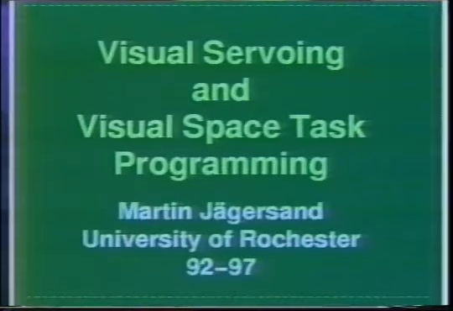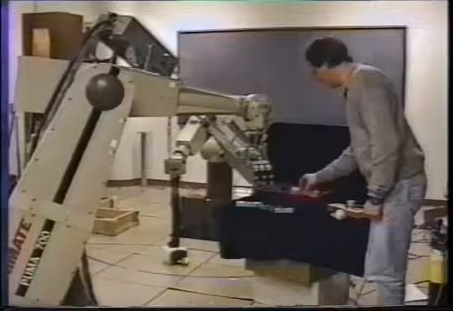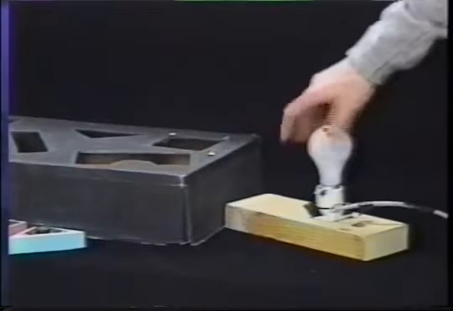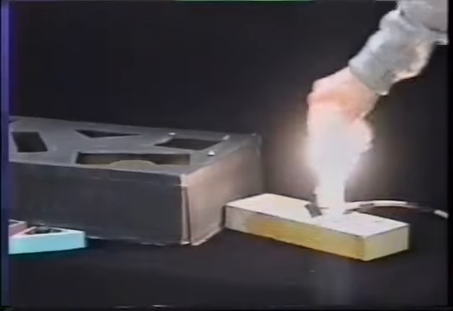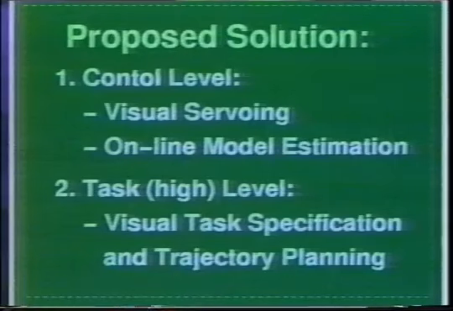In this video we will show how to solve some real-world tasks using a robot arm and hand. With traditional calibrated robotics, it has been difficult to solve human everyday tasks. We propose using uncalibrated visual servoing and visual motor model estimation for the motor control. On the high level, task planning and trajectory generation is done in camera space instead of robot coordinates.